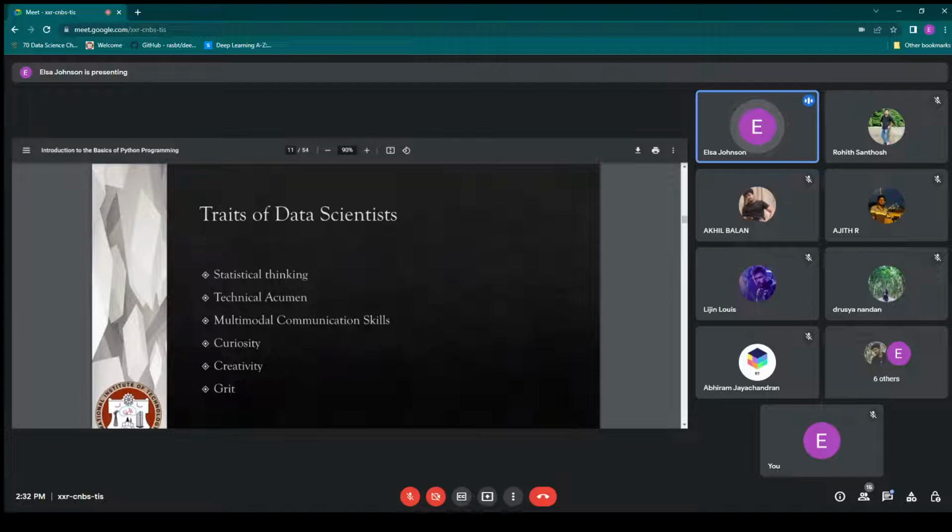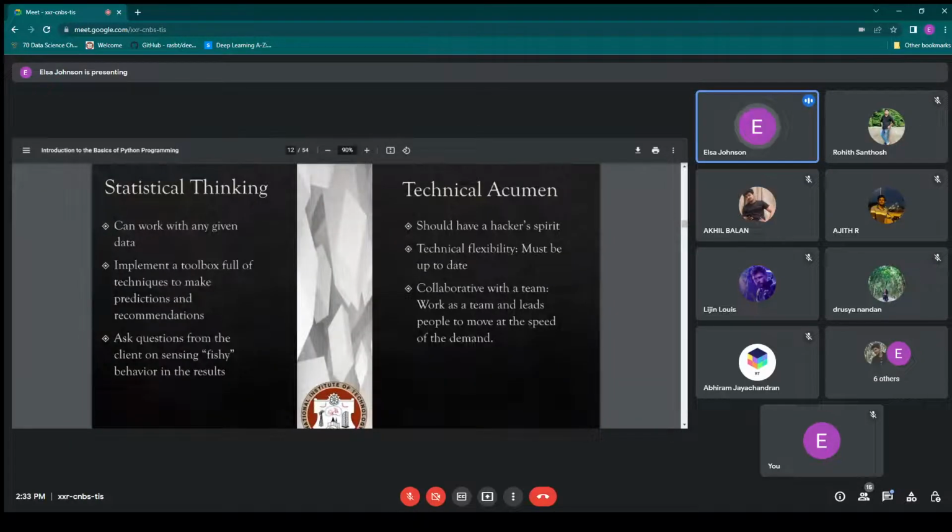Now, the traits of data scientists. If you are going to be a data scientist in one of the companies, then these are some of the traits that the people who are hiring you might be looking at. First one is statistical thinking. You should be able to work with any given data, whether it contains certain information, images, or speech data. Whatever is given, you should be able to work with it. Then you should be able to implement a toolbox full of techniques to make predictions and recommendations.